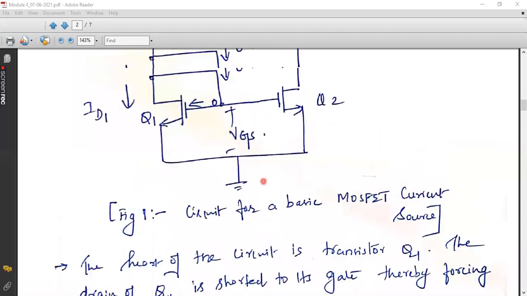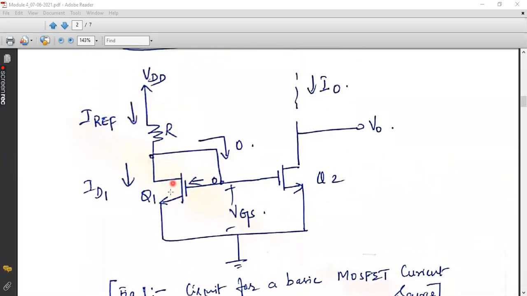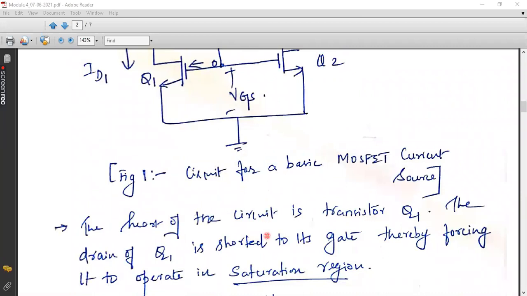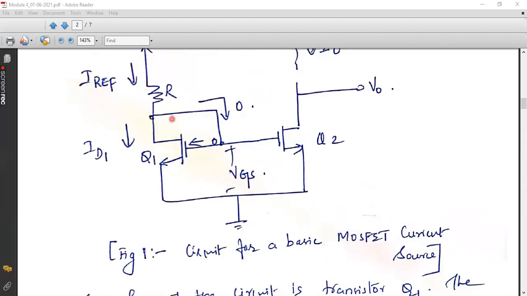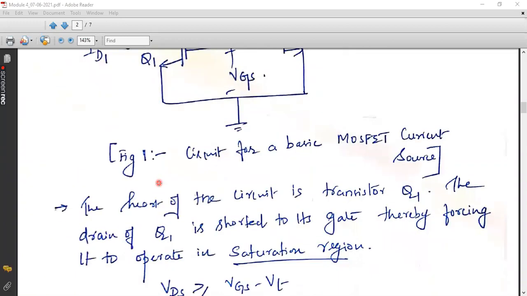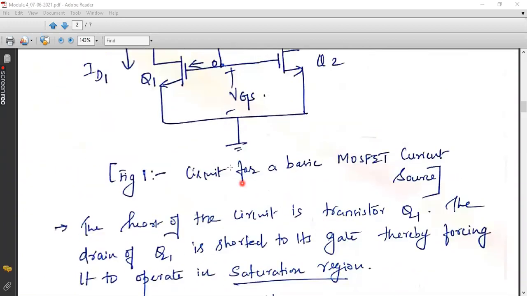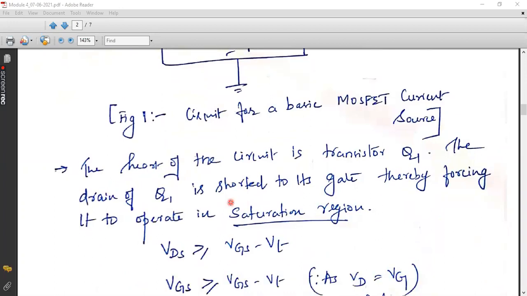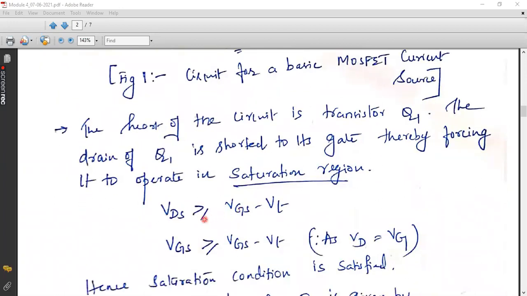So I told you the main heart of the circuit, or main portion of the circuit, is nothing but Q1, and the Q1 should be in the saturation region. So for that we have shorted the gate and the drain. If you short the gate and drain of Q1, a transistor can always be operated in the saturation region. How? You know that this is an NMOSFET, and the condition for saturation region is VDS greater than or equal to VGS minus VT.